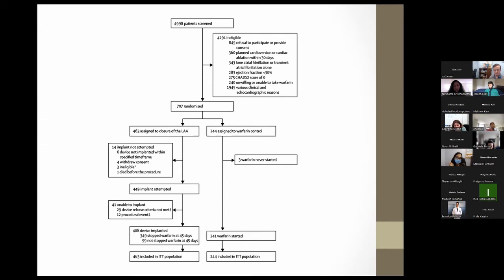And then in the warfarin arm, 3 patients were never started on warfarin. So 241 actually received the warfarin. But it's interesting to see that in the intention to treat, of course, 463 are included in the Watchman arm, and then 244 are included in the warfarin arm.